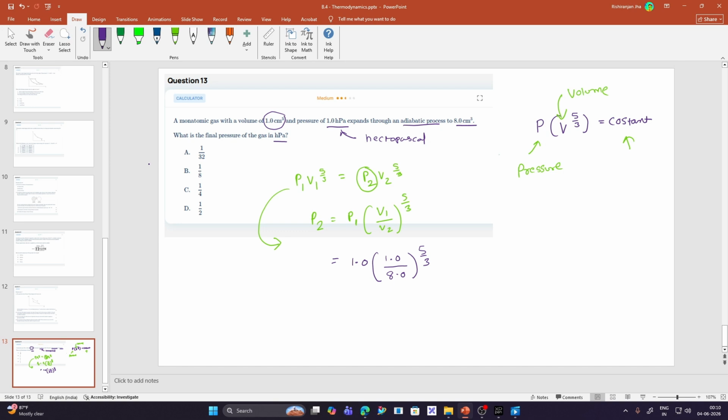Now if we solve this further, we get it as 1 by 8 raised to 5 by 3, which can be written in the simplest form as 1 by 2 raised to 5. If we calculate this, we get the final pressure, that is P2, as 1 by 32. So it is clear from the solution that option A is the correct answer for this question. So the final pressure of the gas in HPa is 1 by 32.